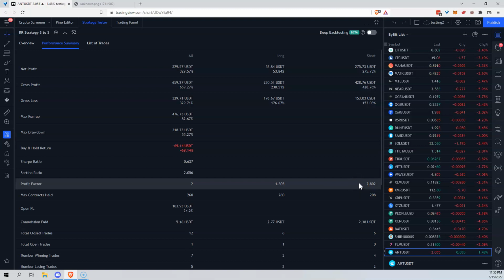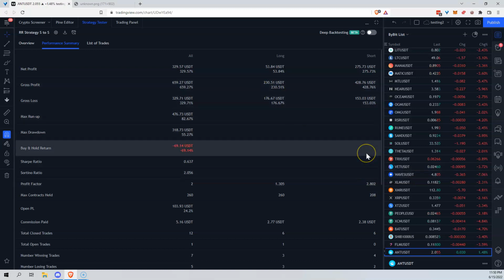So that's the algorithm. That's how it works. Basically the strategy, this backtest, all it's doing is buying when it says buy, selling when it says sell, shorting when it says sell, and closing the shorts when it says buy. Just going back and forth, signal to signal.